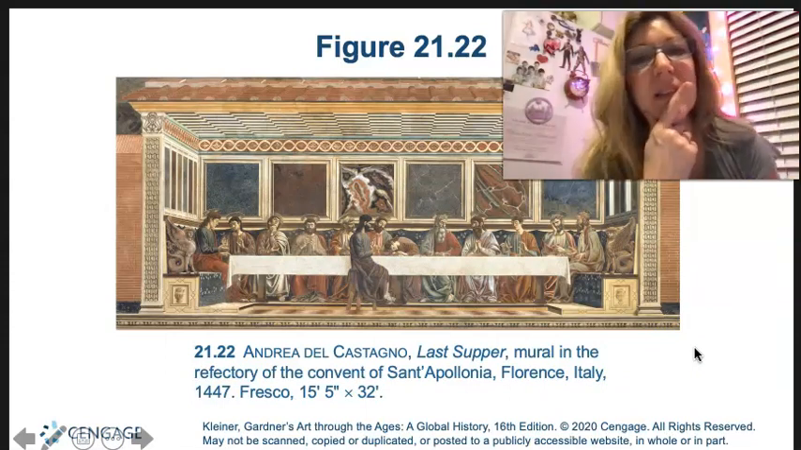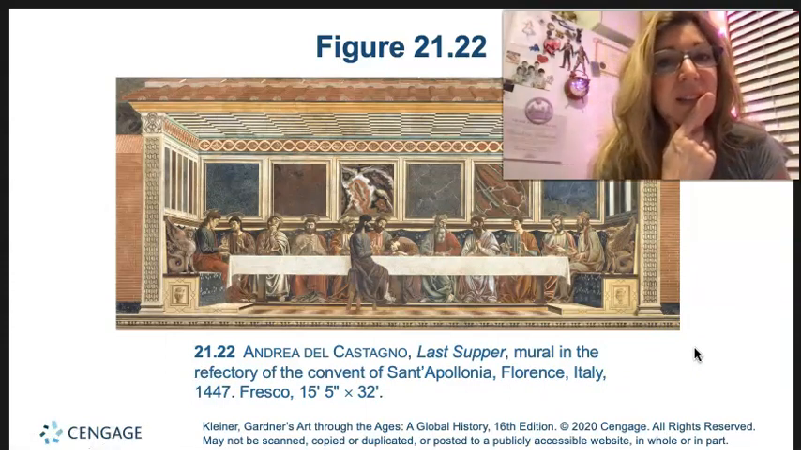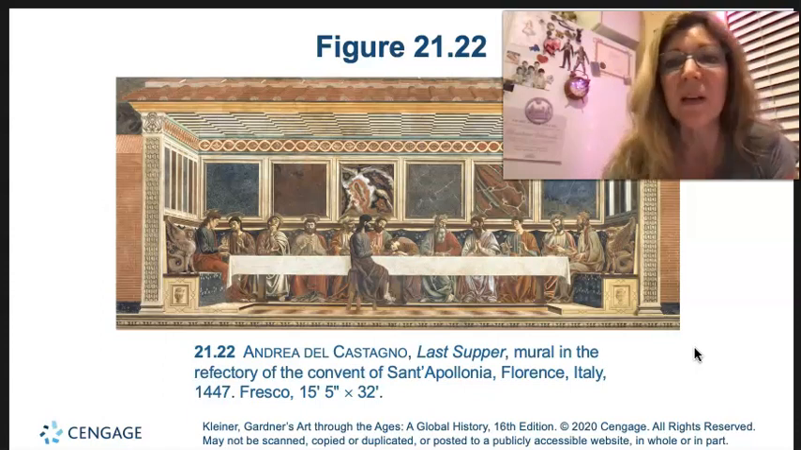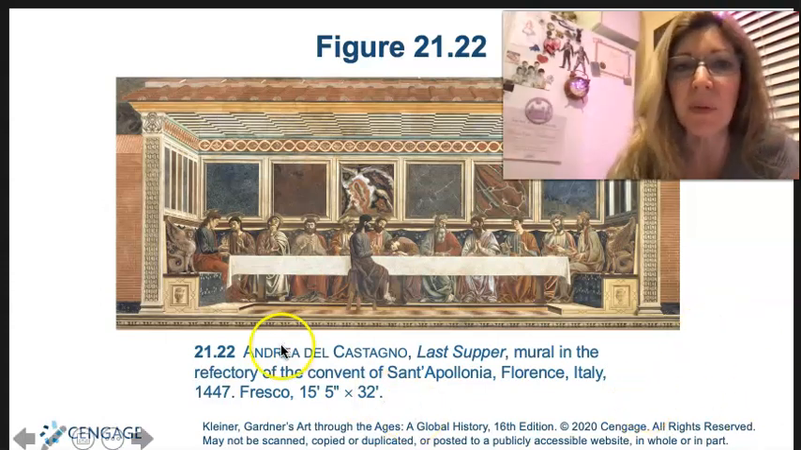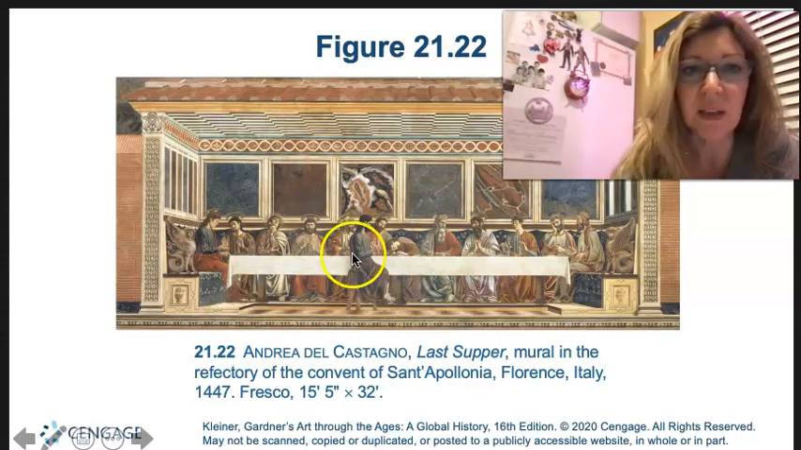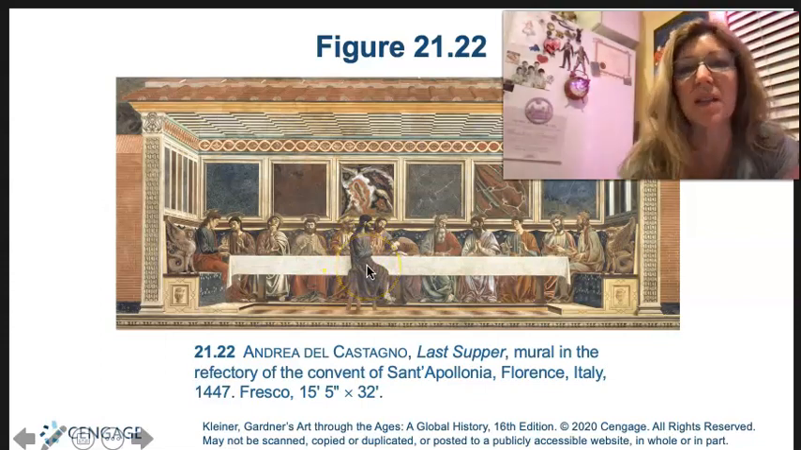Okay, here we've got, let's see if I can pronounce it, Castagno. I don't know if the G's pronounced, but not sure. The figure that sits isolated from the rest of Castagno's Last Supper is Judas. So this is the conventional way that we see, all of the apostles together, and Judas is the outcast. He's on the other side.